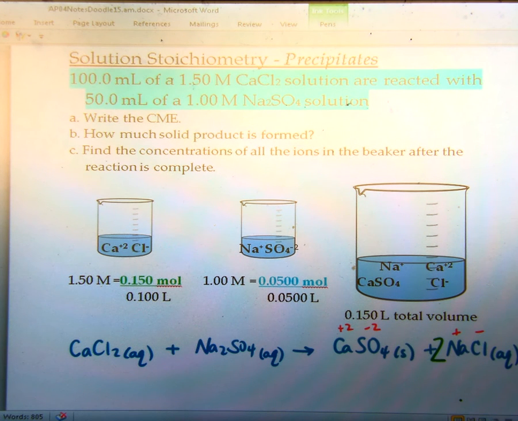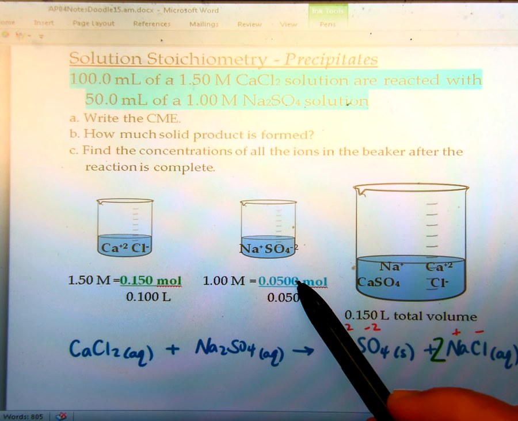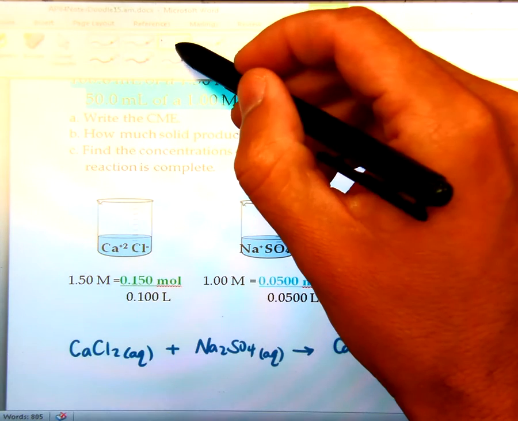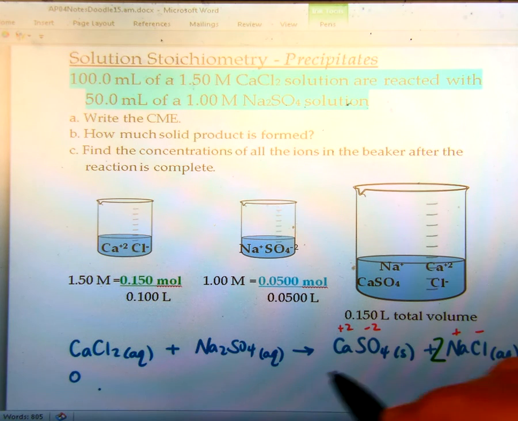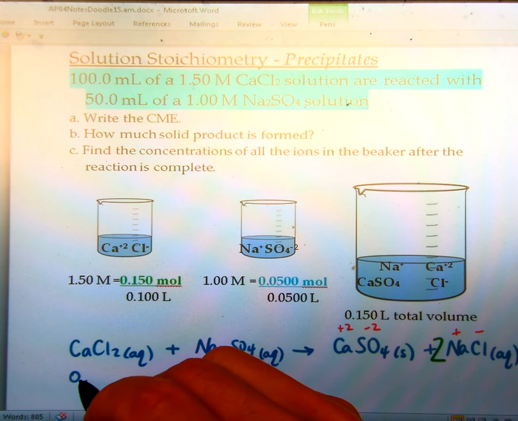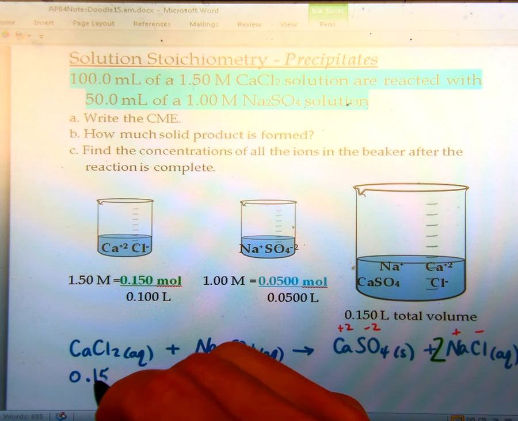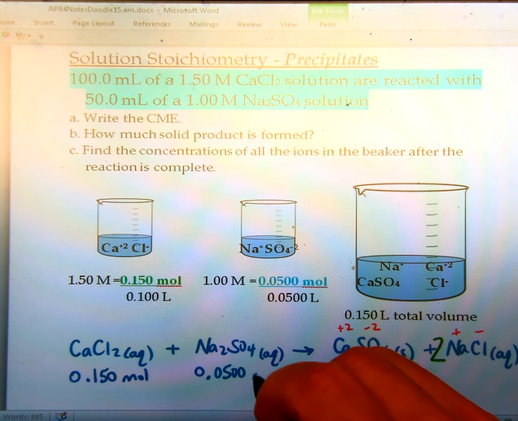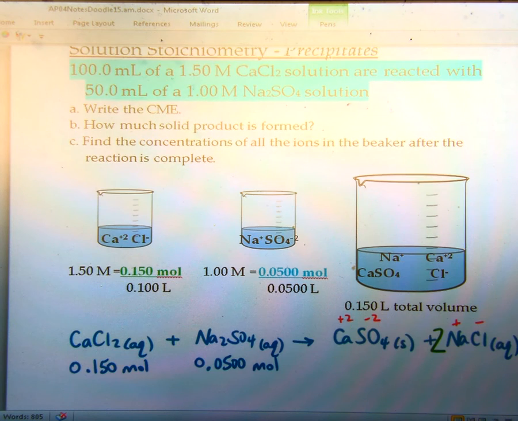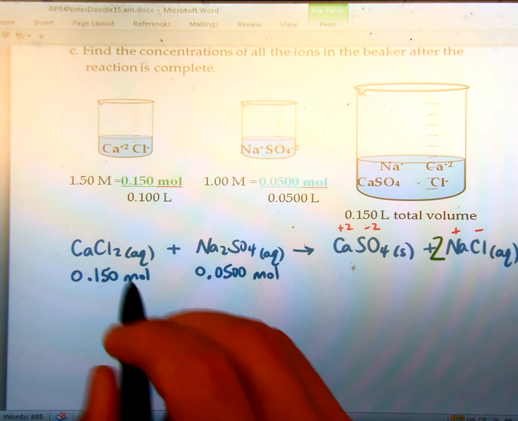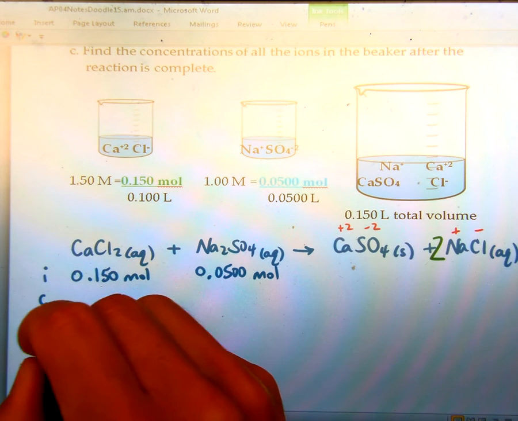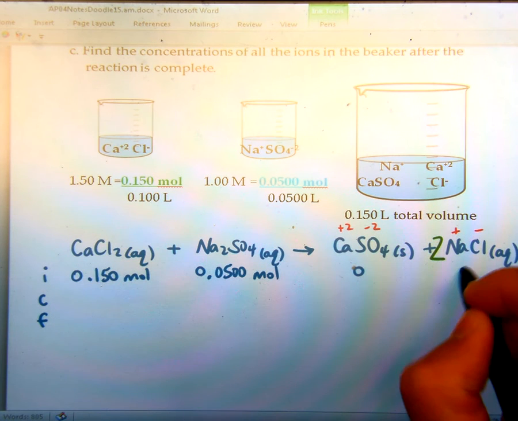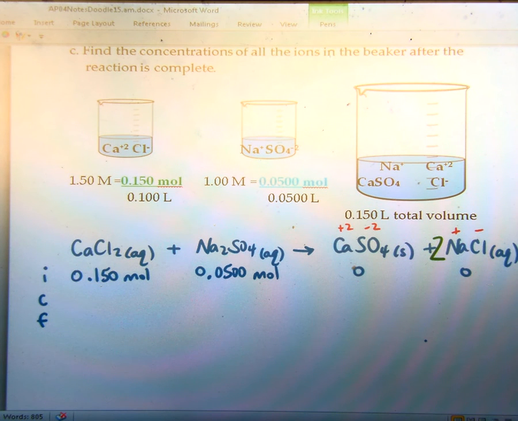All right, whenever you do solution stoichiometry, you always need to work in moles. Because I gave you the molarity and the volume, you can solve for moles, and then you simply copy those moles down underneath the starting solutions. So the calcium chloride is going to be 0.150 moles, and this is going to be 0.050 moles. And this looks like a limiting reagent problem now because you have both reactants. So ICF. This is going to be 0 at the end because nothing has been formed yet.